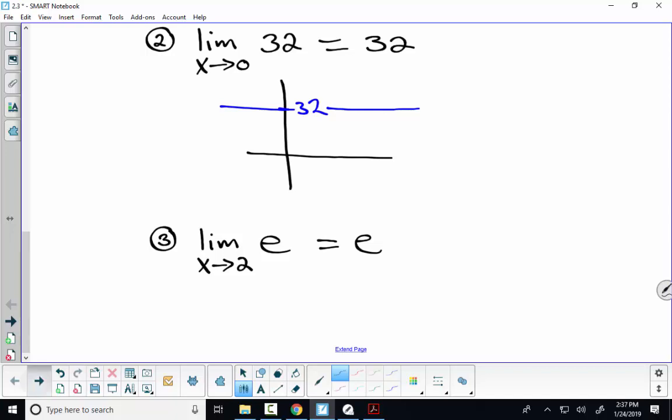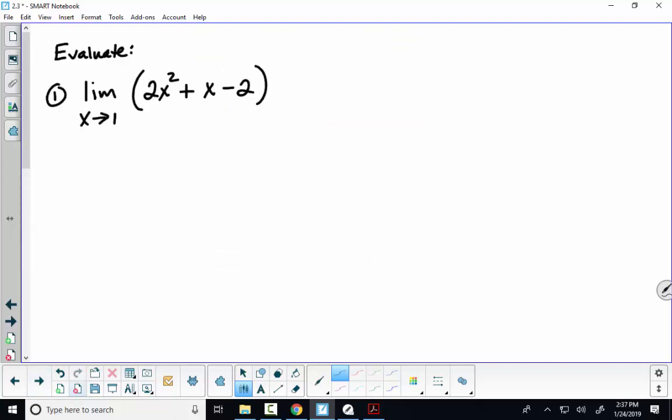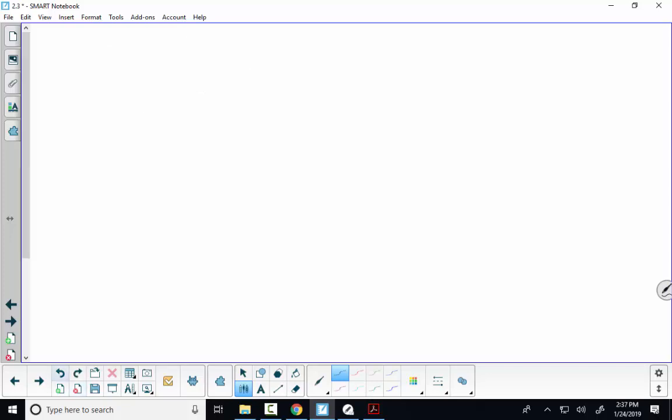So for whatever reason, this page ended up blank, so I'm just going to delete that. Perhaps we're missing a rule. Let me go back rather. I don't know why it's. Let's see.